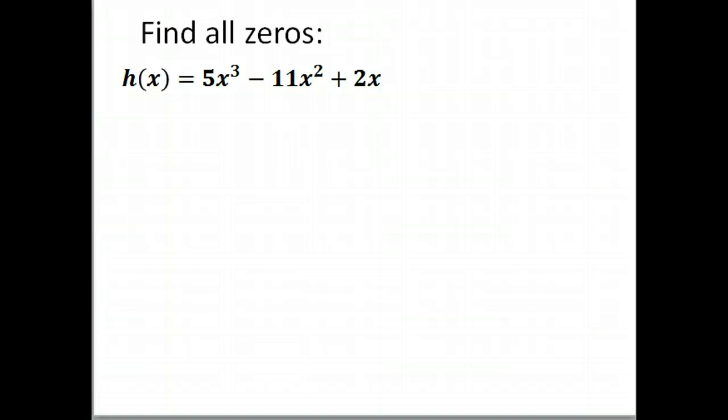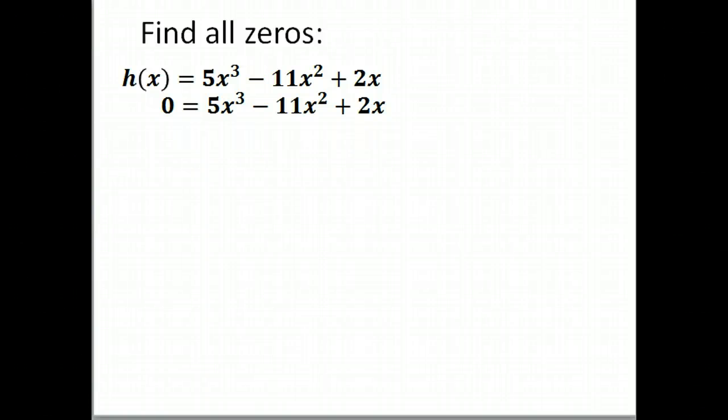Okay, so on this one, the first thing I want to do, since we're finding the zeros, is set this h of x equal to 0. Instead of writing h of x, I'm going to write 0. So I do that now. All I did is rewrite this exact same equation. I didn't change it at all. I just changed that first part there to 0.